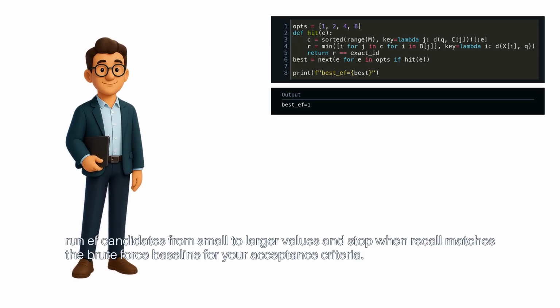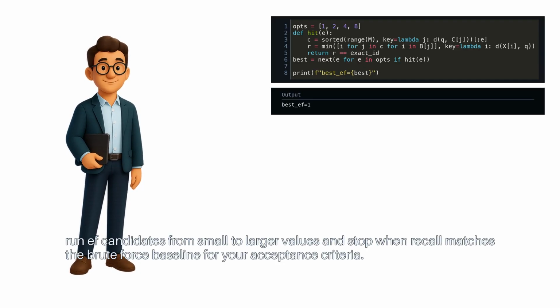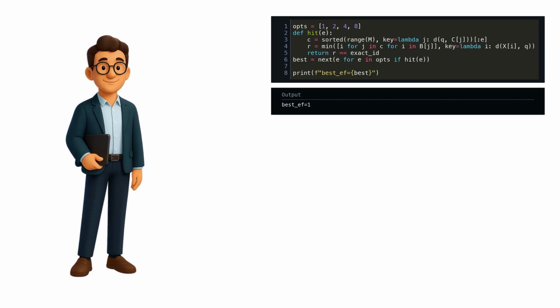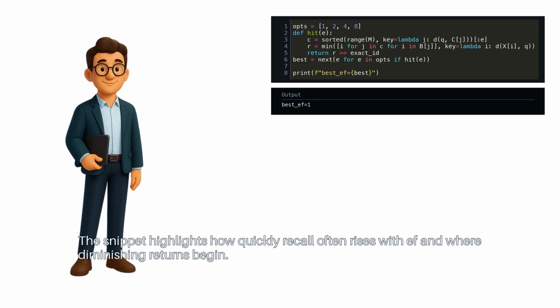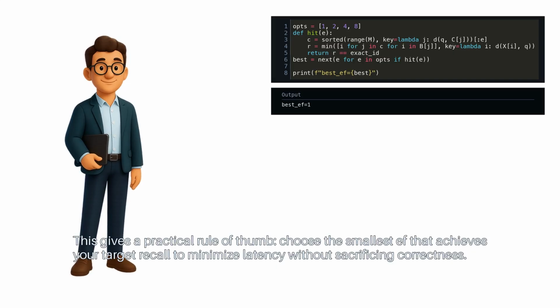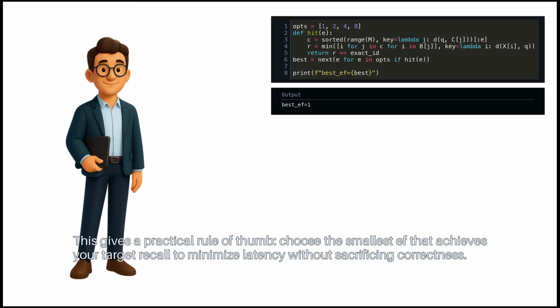Run EF candidates from small to larger values and stop when recall matches the brute force baseline for your acceptance criteria. The snippet highlights how quickly recall often rises with EF and where diminishing returns begin. This gives a practical rule of thumb. Choose the smallest EF that achieves your target recall to minimize latency without sacrificing correctness.